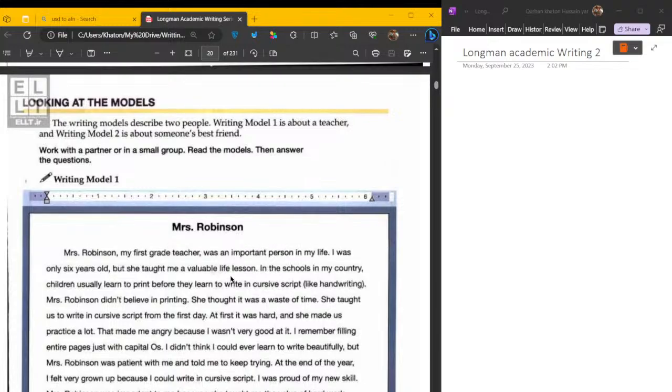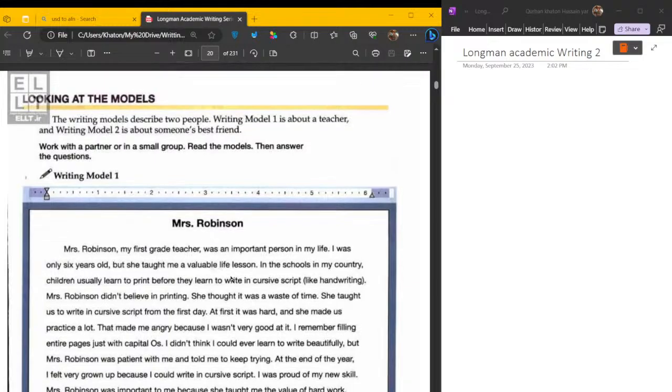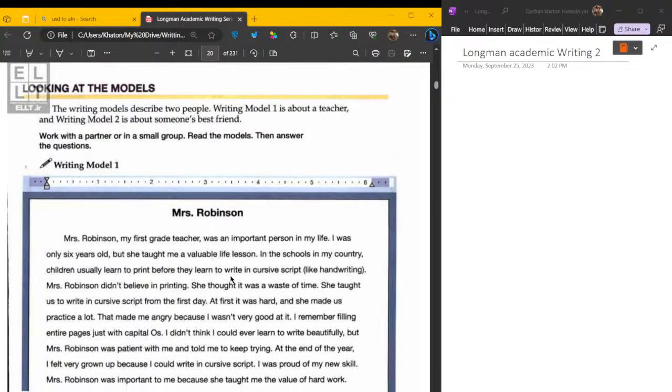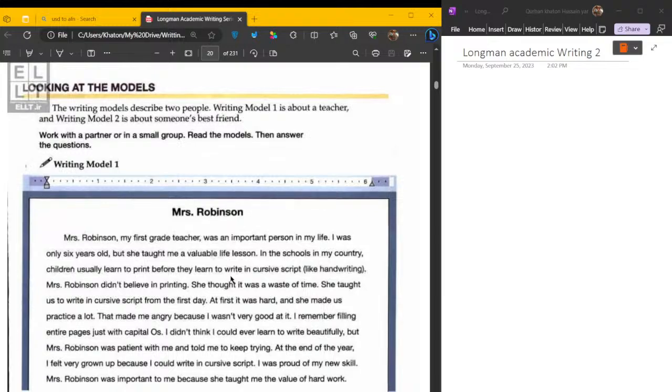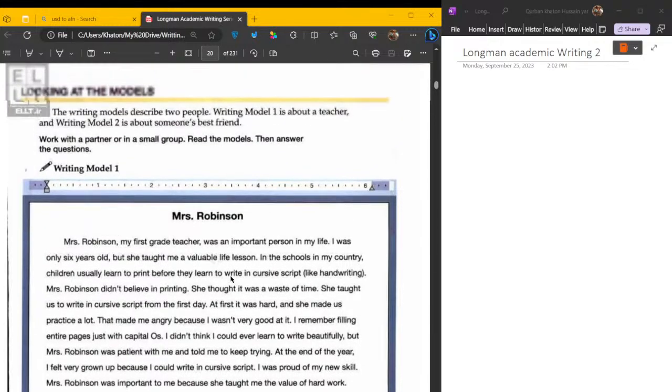The writing models describe two people. Writing model one is about a teacher, and writing model two is about someone's best friend. Work with a partner or in a small group. Read the model, then answer the questions. So we will read this paragraph.